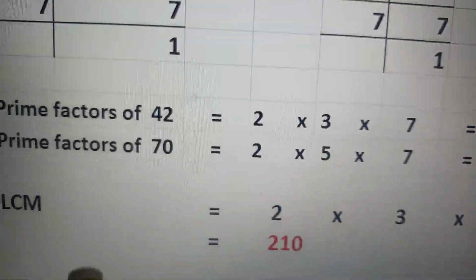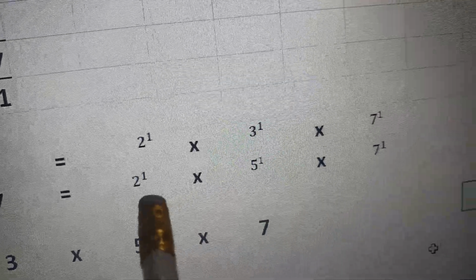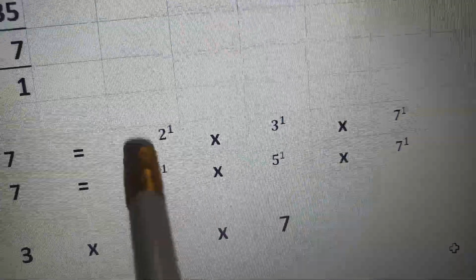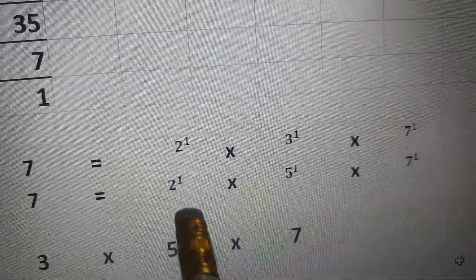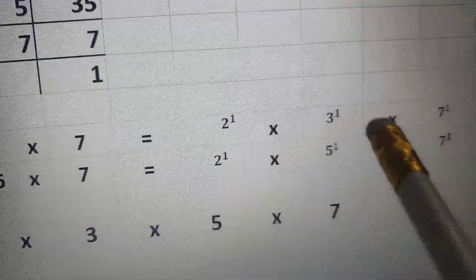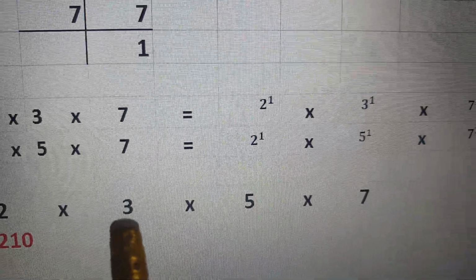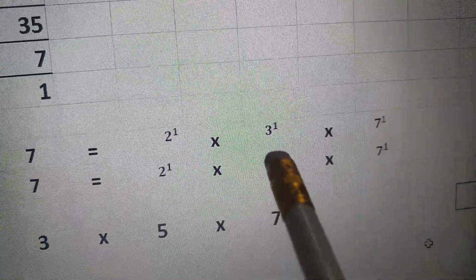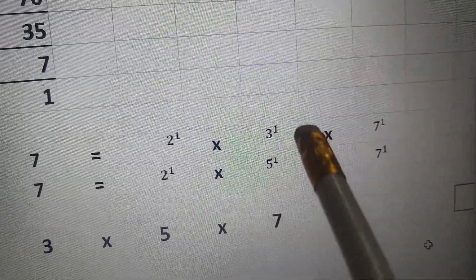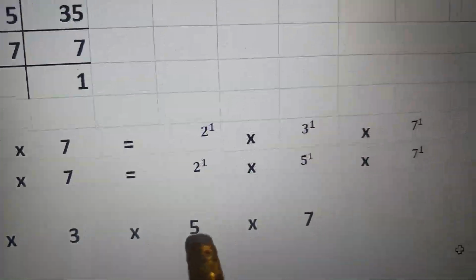So for finding the LCM, what do we do? We take the number which has the highest power. Here 2 appeared one time. We will write 2 here. 3 appeared one time, and 3 is not there, so we will write 3 here. 5 appeared one time here. 5 is not here but it is here. We will write 5 one time.